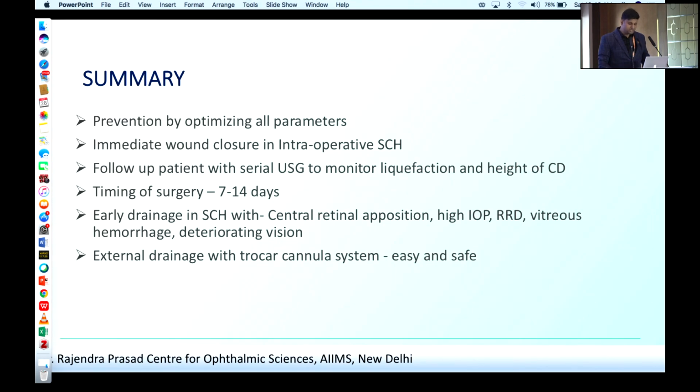To summarize, prevention is to be done by optimizing all parameters, both intraoperatively and postoperatively. Immediate wound closure is to be done in intraoperative suprachoroidal hemorrhage. Follow-up of the patients is done with serial ultrasonography to monitor liquefaction and height of CD. The ideal time of surgery, if you can wait for it, is about 7 to 14 days. Early drainage is warranted in certain conditions, which we have already discussed. And external drainage with a trocar cannula system is a safe and easy method if the blood is sufficiently lysed.